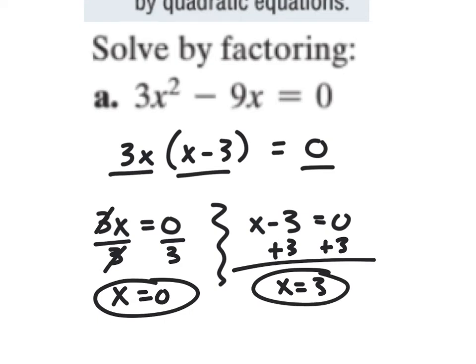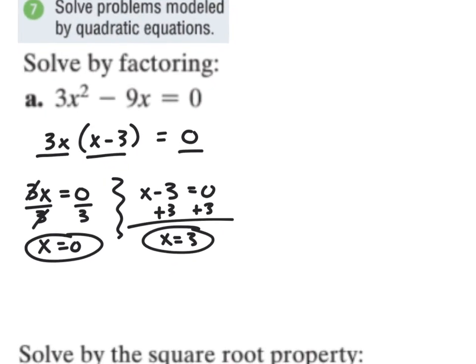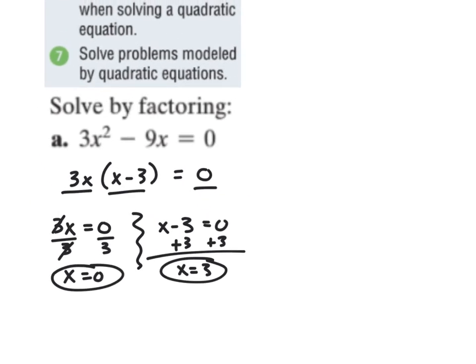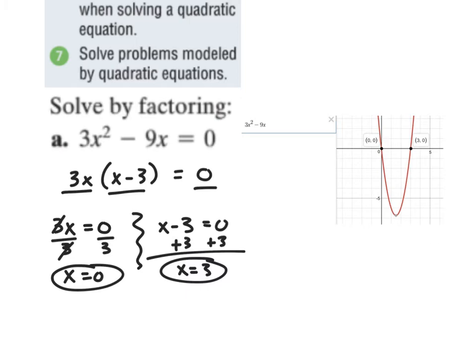And I'm done. The only thing I do want to do is go in and graph this in Desmos just to show you graphically what's happening. Okay, so since I've graphed this, all I'm doing is graphing 3x squared minus 9x. And what it's doing is it's crossing the x-axis at 0, and then over here, the x-axis at 3. So 0 and 3 are the values that I'm looking for.